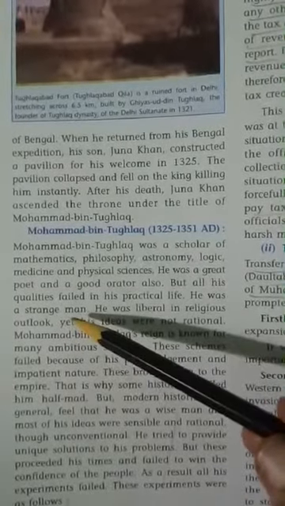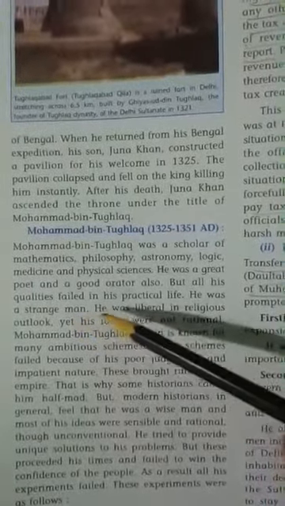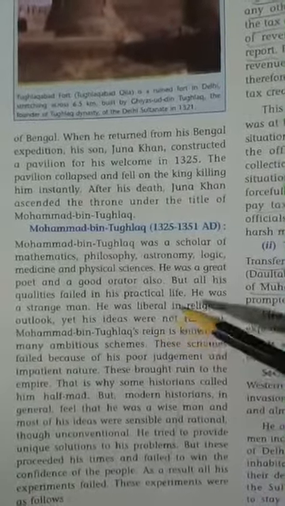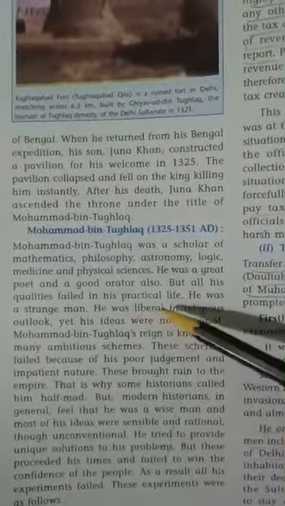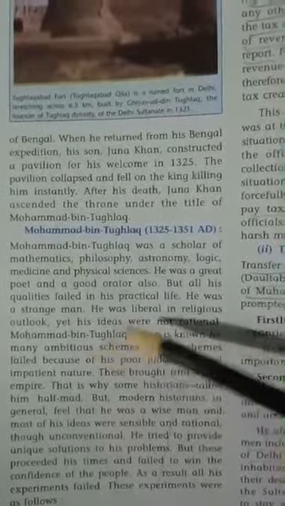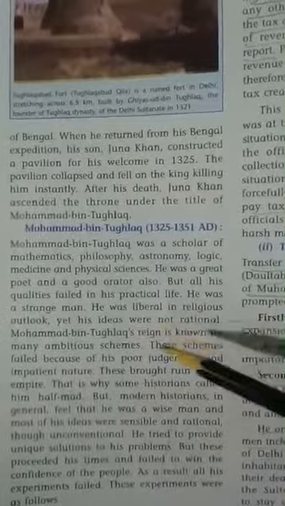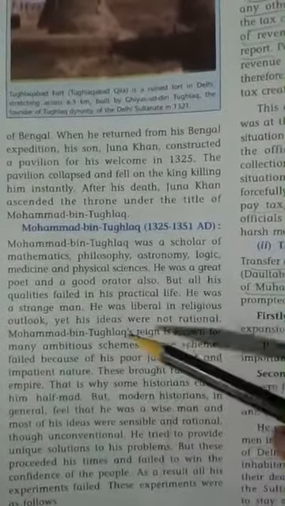He was a strange man. Practically, he was a very strange man. He was liberal in religious outlook, yet his ideas were not rational. So he was very much liberal in religious outlook, meaning he never discriminated against any religion, but his ideas were not at all rational, meaning not at all practical.